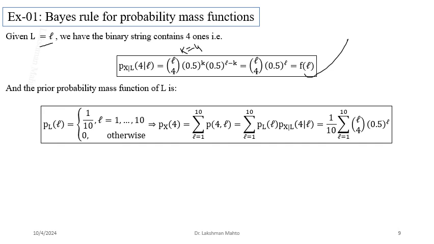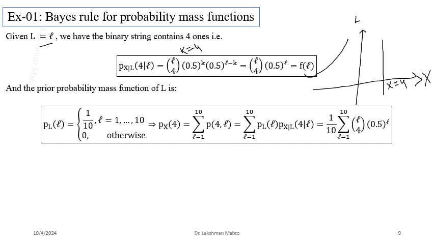Now, further, the prior distribution of L is 1 by 10. And using the law of total probability again, we can compute the probability of observing 4. How will we compute it? Here in the plane, this axis is X and this one is L. You want to compute the probability of X equal to 4. This line is X equal to 4.